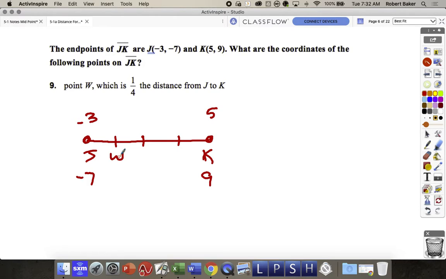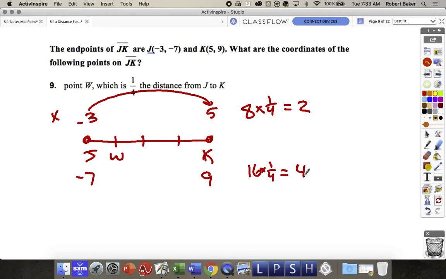So the way I'm going to do this is calculate the distance from J to K on top. How far is it from J to K in the X value? So to get from negative 3 to positive 5, that is 8 units away. And then I'm going to calculate 1/4 of that distance, times 1/4. 8 times 1/4 is 2. Do the same thing on the bottom. To get from J to K on the bottom is 16 units away. 16 times 1/4 is 4.